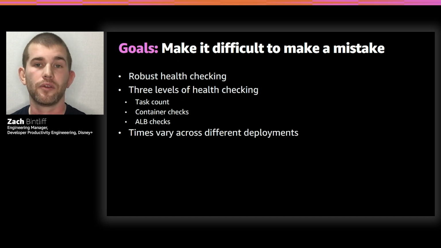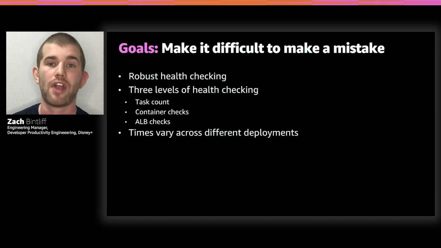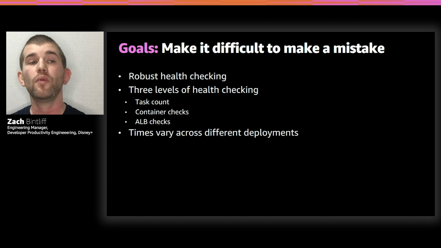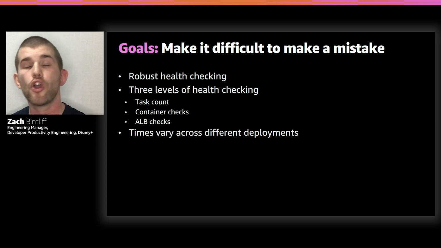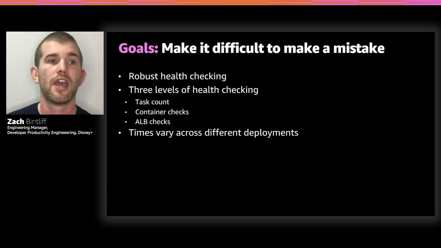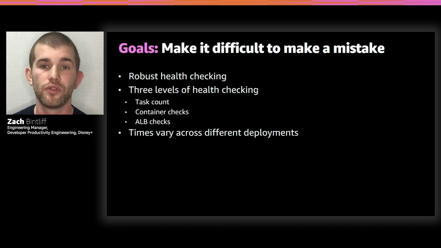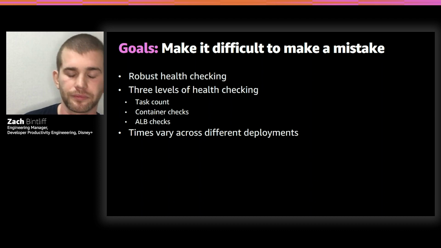And then finally, we go to the ALB. We look at the target group and we make sure every single target in the new service is accounted for, it's healthy, and it's receiving traffic. Only after all three of those are healthy do we mark the deployment as healthy and continue on. Now you'll notice two of those are optional. The container health checks and the ALB health checks aren't required. But still, we encourage all of our developers to use them to make sure that you're being as safe as possible during a new deployment.